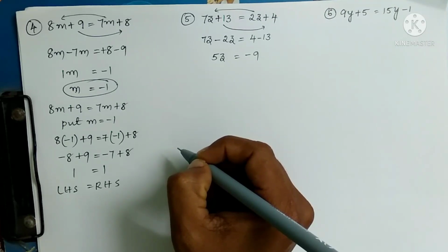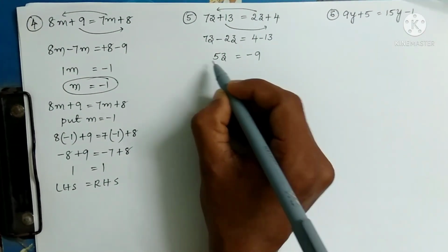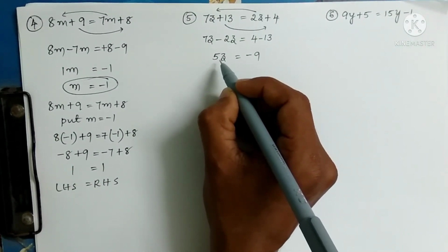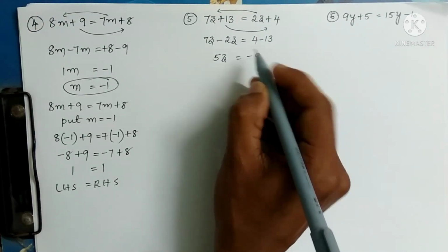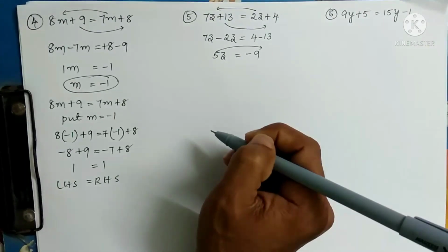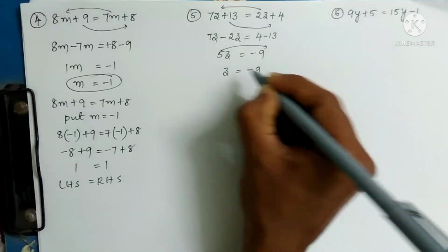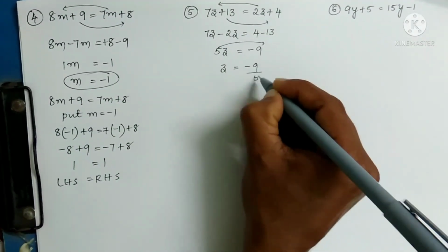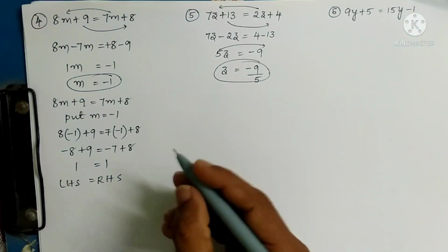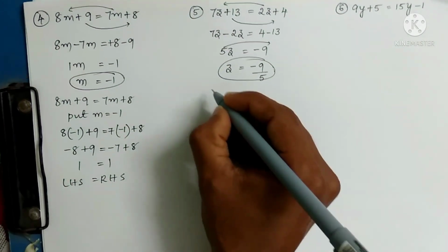Now you can see 5 into z, a multiplication of a constant and a variable. If I transpose the multiplication to RHS, it becomes a division. That means we transpose 5 to RHS, it becomes a division. z is equal to minus 9 divided by 5. The value of z is minus 9 by 5. So let us check whether this minus 9 by 5 satisfies the given equation or not.